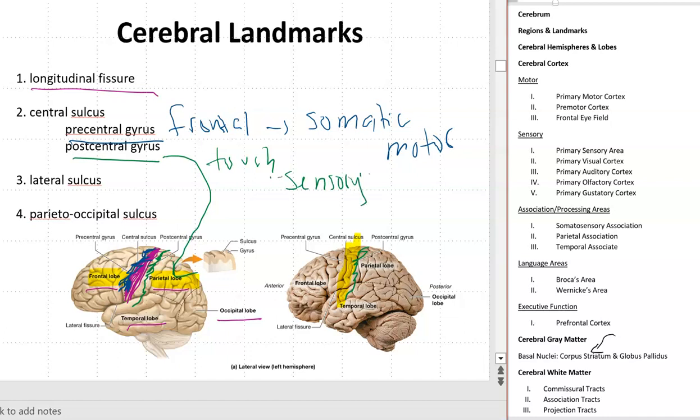So you have a pre and a post gyrus. You'll have to know their names. You can find them because you find the central sulcus. You'll see the gyrus in front and the gyrus behind.